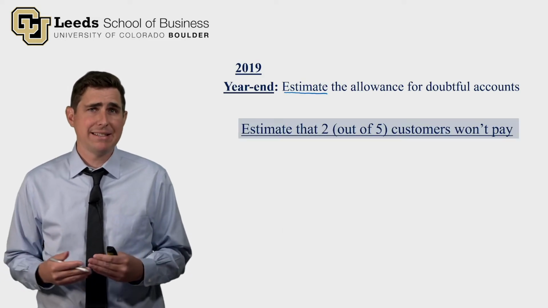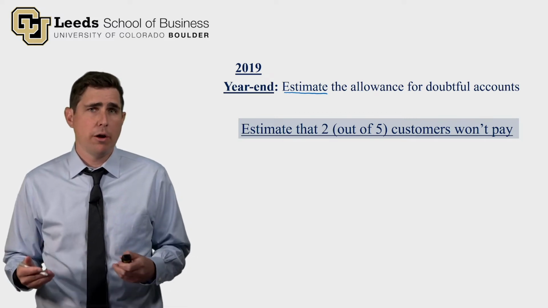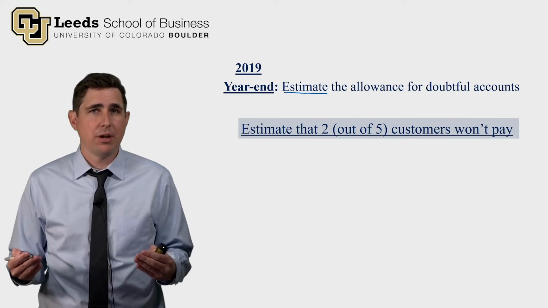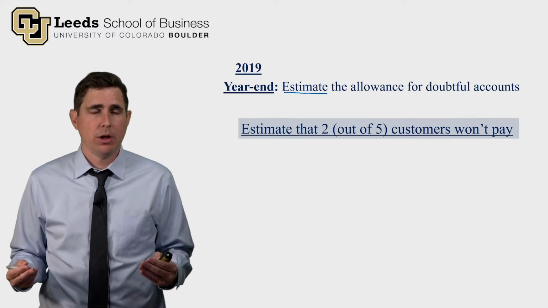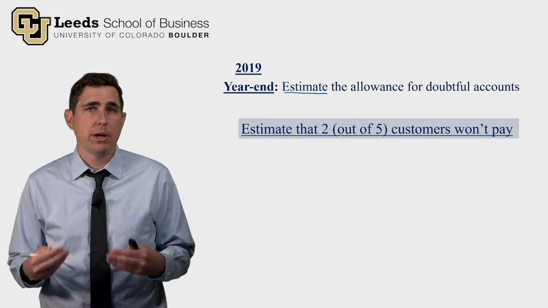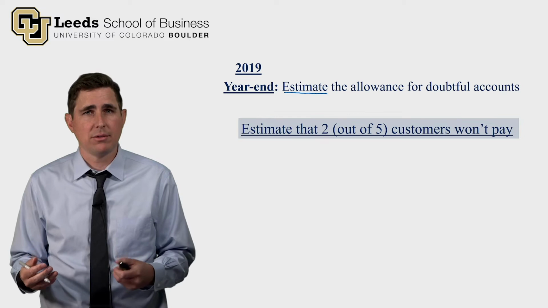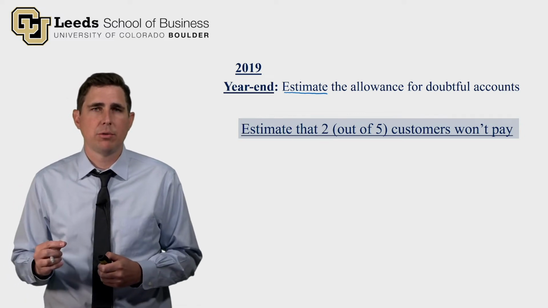And so let's say they decide we think 2 of them aren't going to pay. Okay, well, if 2 aren't going to pay, it's not really fair to say we have an asset of $500 because we don't expect to receive $500 in the future. We only expect to receive 5 minus 2, or 3 customers, which is $300. We expect to receive $300. So we need to reduce that asset value from 500 to 300.